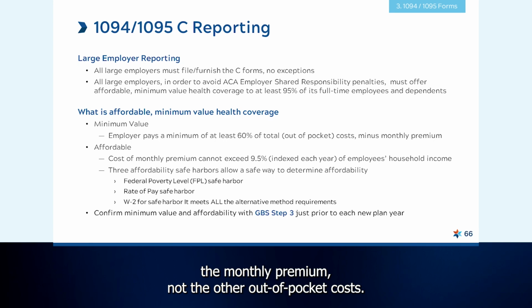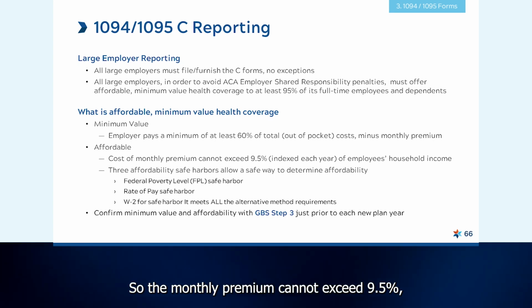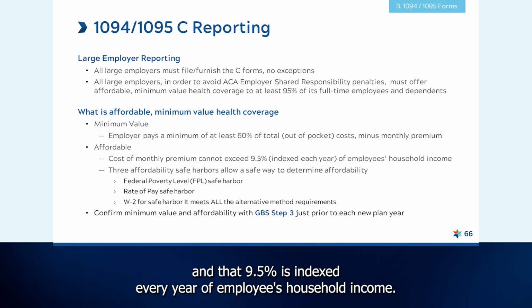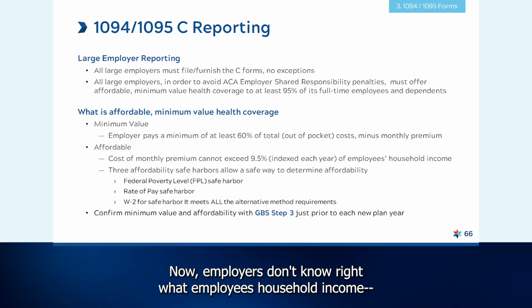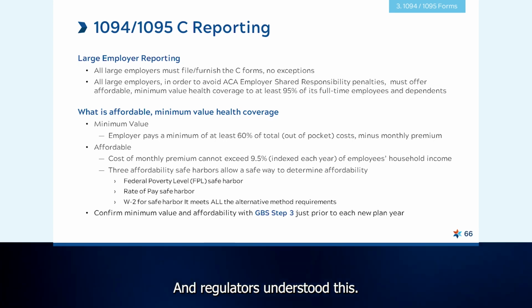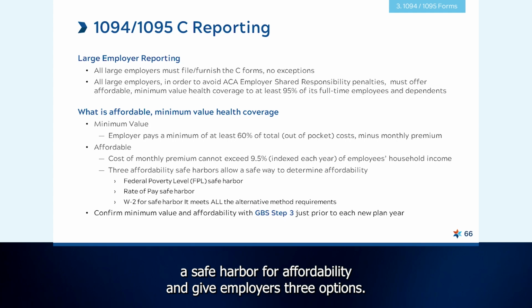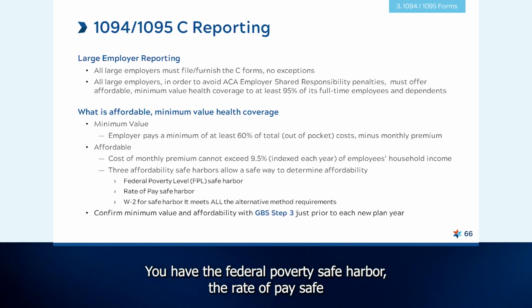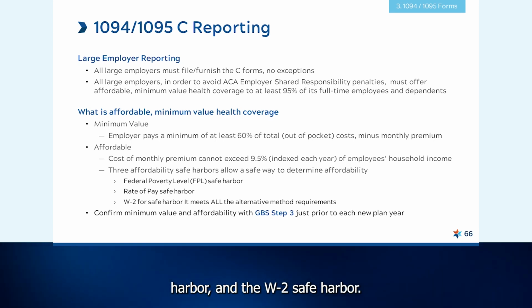So the monthly premium cannot exceed 9.5%, and that 9.5% is indexed every year, of employees' household income. Now, employers don't know what employees' total household income is, right? Because they might have other income coming in from other individuals. Regulators understood this, and they created in the regulations a safe harbor for affordability and gave employers three options: the federal poverty safe harbor, the rate of pay safe harbor, and the W-2 safe harbor.